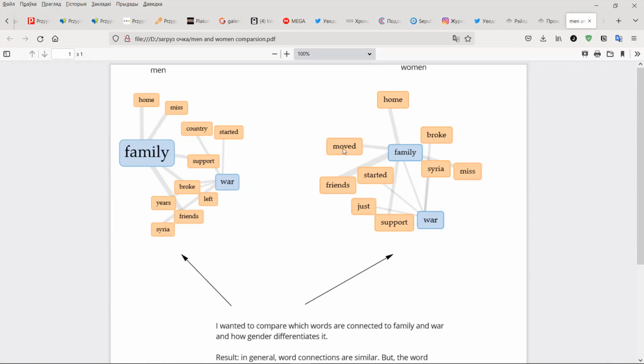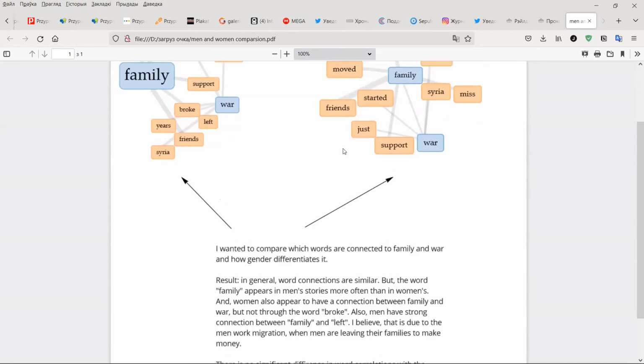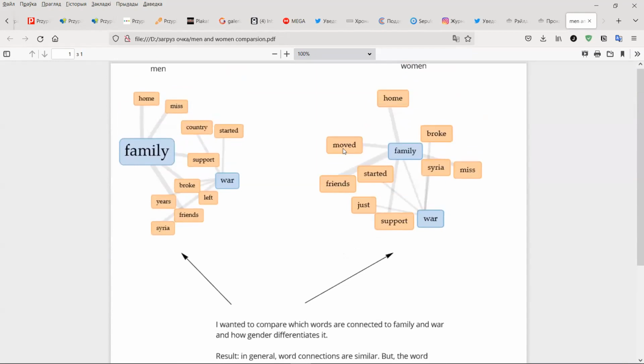the amount of the family word is lower than in men's corpus. I also wanted to check the connection between family and war, and whether there are connections through some words. As we can see in the men's stories, the word broke connects family and war, so I believe men more commonly talk about how war broke their family. War still has a connotation with broke in the women's corpus, but there is no significant link between family and broke.